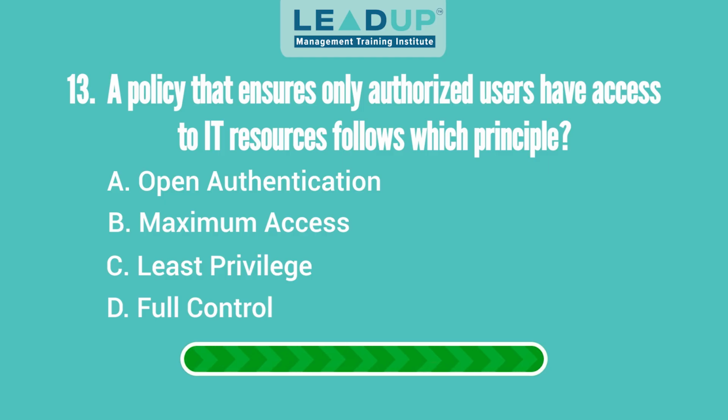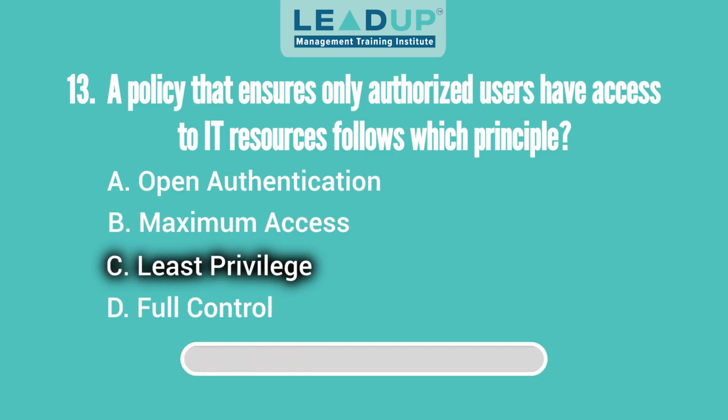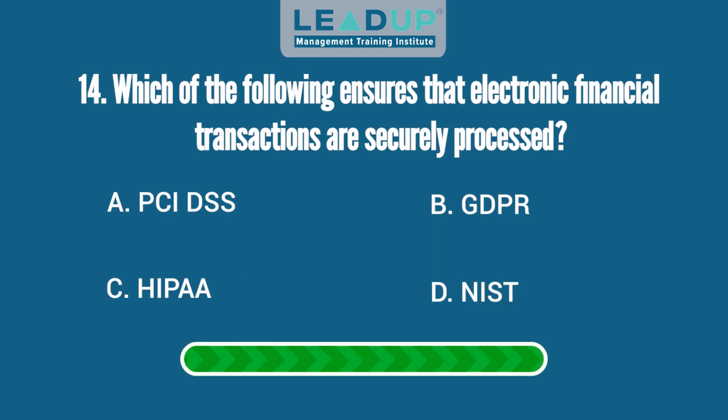Question 13. A policy that ensures only authorized users have access to IT resources follows which principle? A. Open authentication, B. Maximum access, C. Least privilege, and D. Full control. Answer: Least privilege.